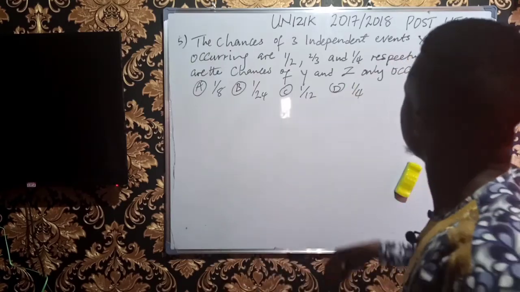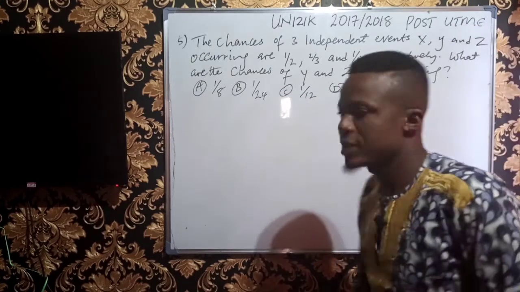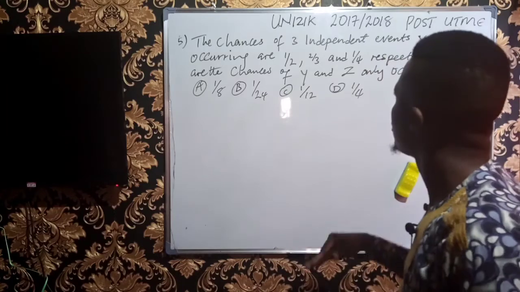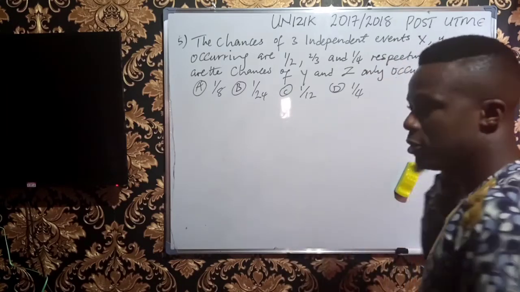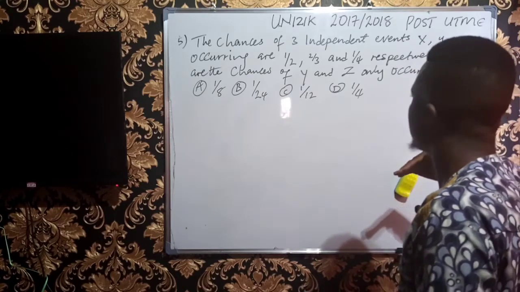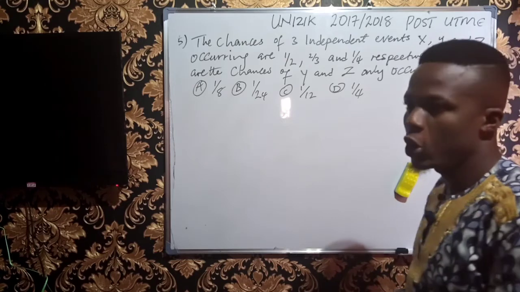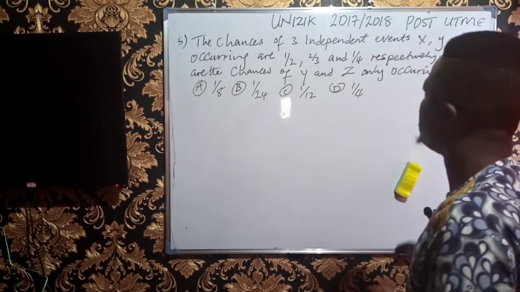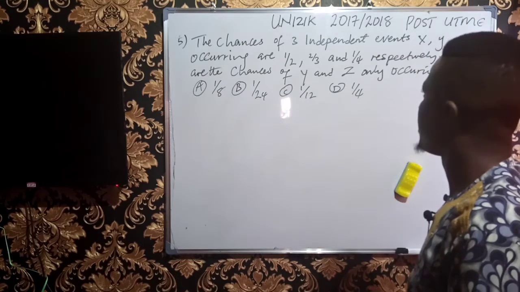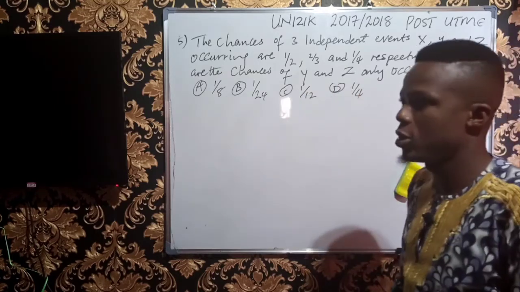Number 5 says, the chances of 3 independent events, x, y, and z, occurring are 1 over 2, 2 over 3, and 1 over 4, respectively. What are the chances of y and z only occurring? Which means they want y and z to occur, but x will fail, because they said, what are the chances of y and z only occurring?